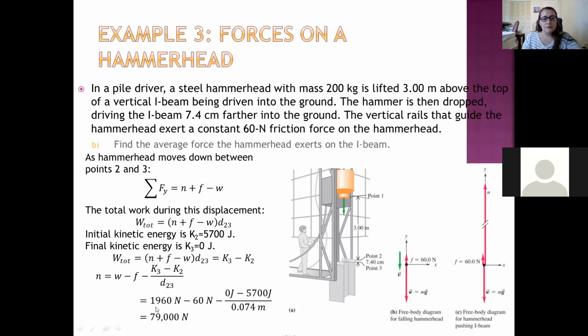So our weight we found to be 1,960 newtons. Our friction force was given to us as 60. The kinetic energy at point 3 is 0 because it's at rest. It initially had 5,700 joules of kinetic energy when they contacted each other, and it drove it down a displacement of 0.074 meters, not centimeters. So that normal force is 79,000 newtons. That is quite a bit of force.